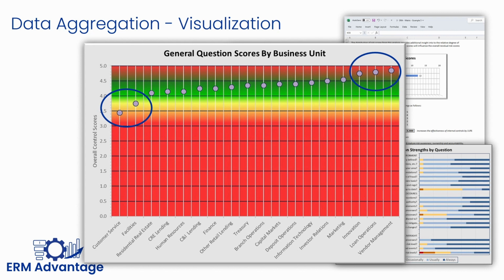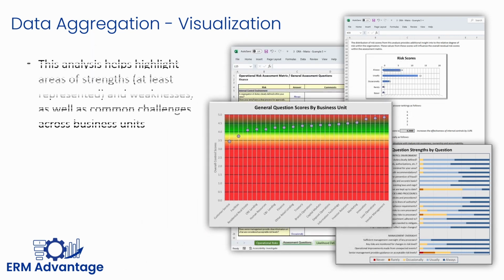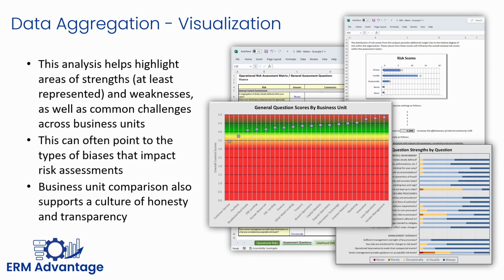So those are good examples of where we want to go in and just have some conversation, check on, make sure we're being realistic, because if we do adjust those, it helps us neutralize some biases in our risk scores. The nice thing about this is it really does help us identify general areas of strength, at least as it's represented, or weakness, as well as common challenges across business units. And again, this can really help point out certain biases. And not for nothing, but because we are doing a cross-business unit comparison, this is really supporting the idea of a culture of honesty, transparency, being willing to put these side by side and have some honest conversation.